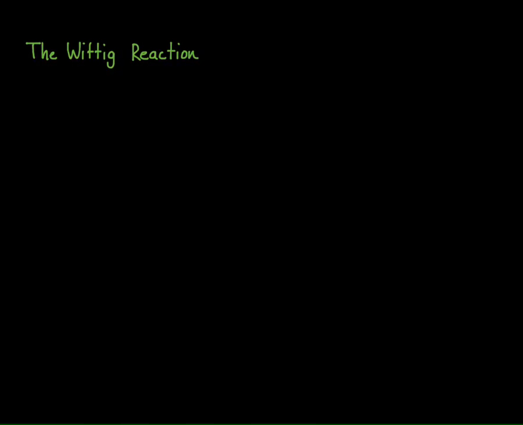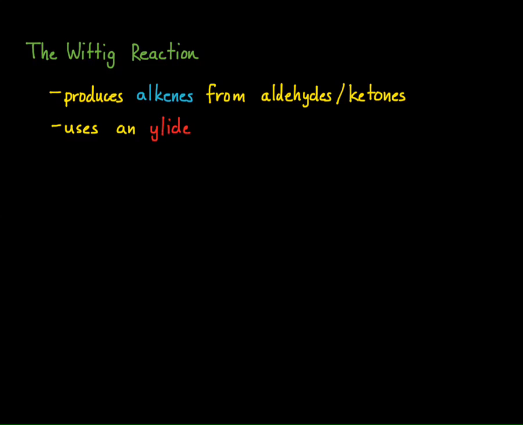The last reaction in this chapter is called the Wittig reaction. And the Wittig reaction produces alkenes from aldehydes or ketones. And the way that it does this is by the use of what's called an ylid. An ylid. Now, what is an ylid?